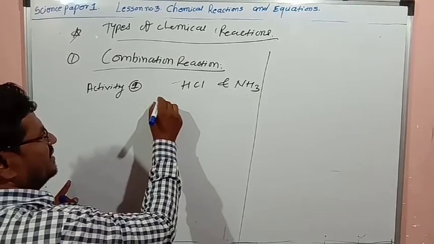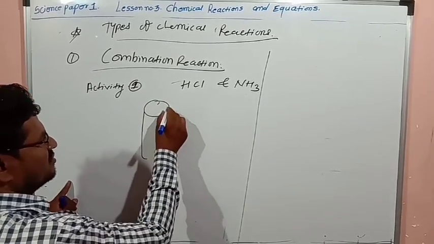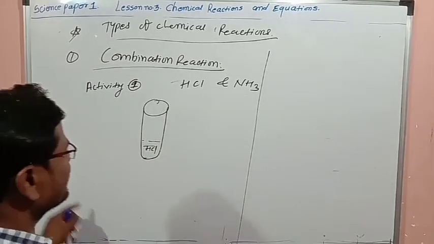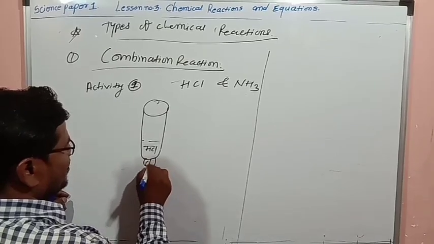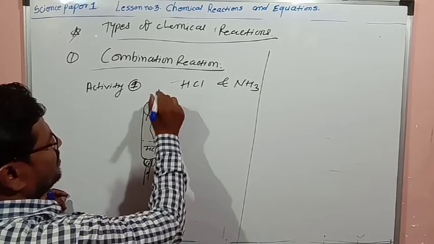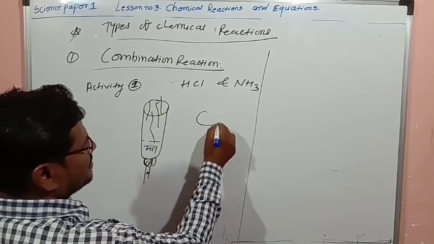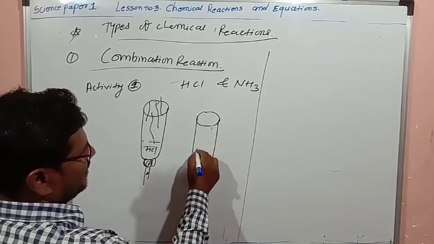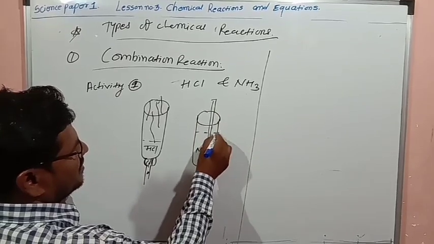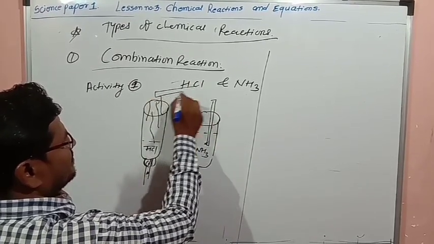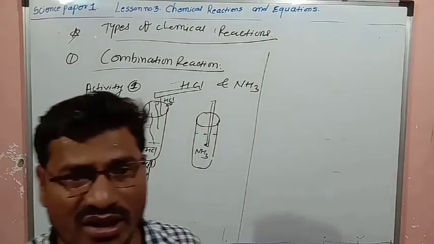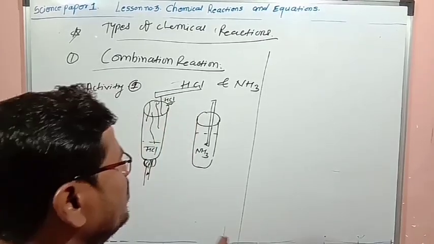Here you will take one test tube, and in that test tube you take HCl, hydrochloric acid, and heat it. After heating, evaporation will take place and vapors will come out. In another test tube you take NH3, and dip one rod in this solution, and bring this rod here. So HCl will get vaporized, and the vapors will come out.